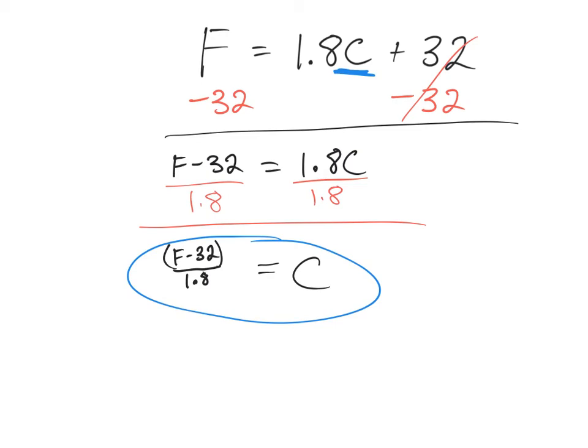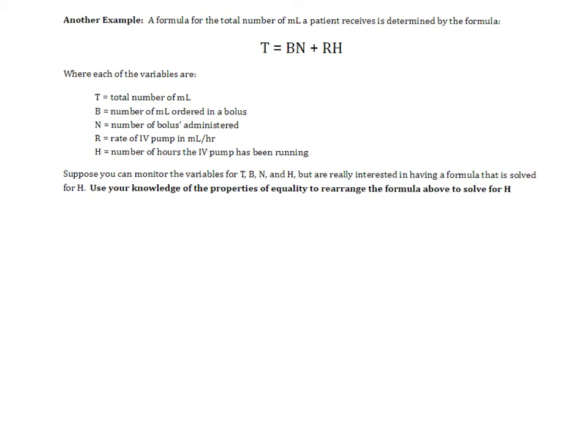Let's look at one more example. In this example, we are given this formula that includes the variables t, b, n, r, and h. And you can see what each one of these represents. T would be the total number of milliliters. If we're giving a patient a bolus, B would be the number of milliliters in that bolus. N would be the number of times it was administered. R would be the rate that an IV pump is running in milliliters per hour. And H would be the number of hours that that pump has been running. So when you multiply B times N and add that to the product of RH, you're given the total number of milliliters that the patient received.